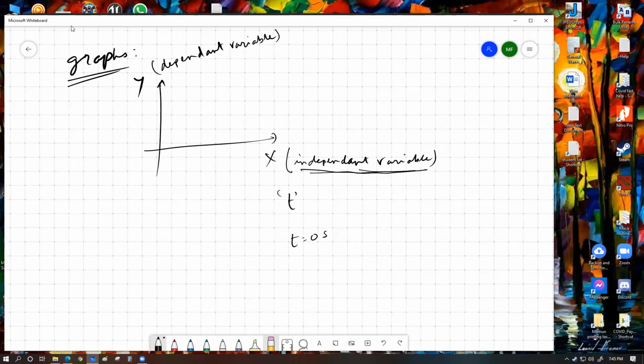And then whatever the change of the other variable that you're seeing, you can plot it with respect to time. As time goes further, you can plot the value of that quantity against the different values of time. And dependent variables are those which depend on the time variable.